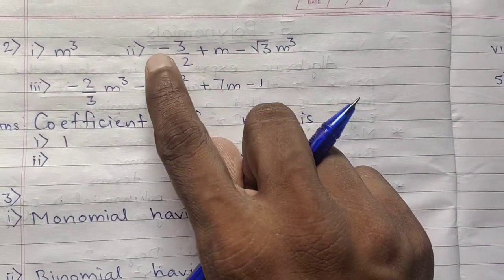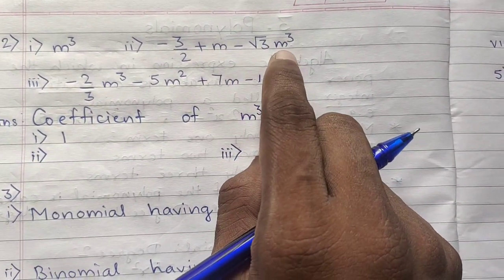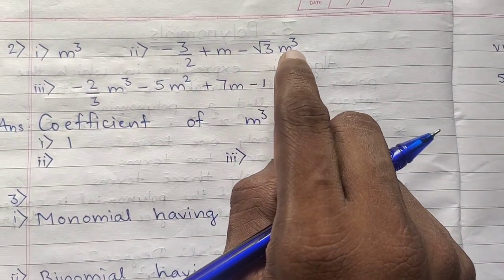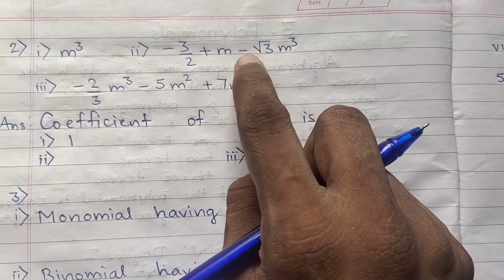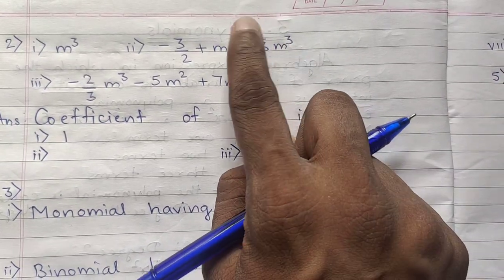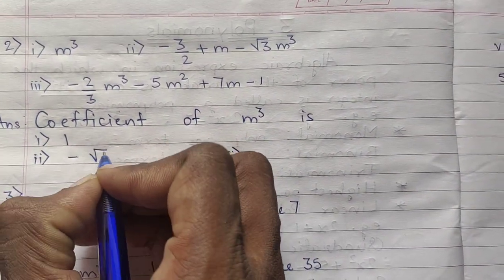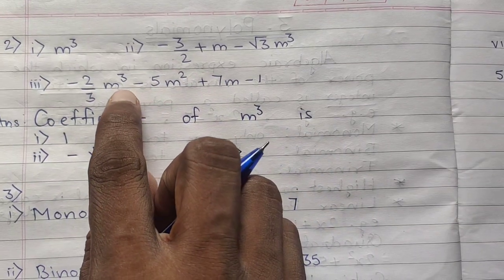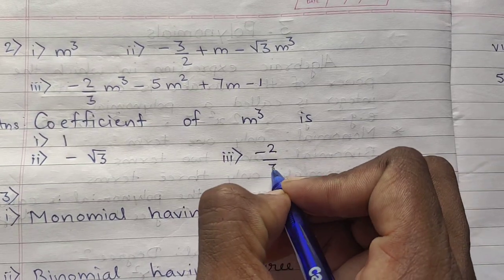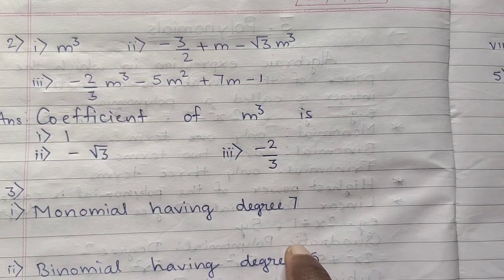Now in the second example, your polynomial is minus 3 upon 2 plus m minus root 3 m cube. Now see, this is m cube and the coefficient is what? Minus root 3. Okay, because m cube is multiplied by minus root 3. That means minus root 3 is your coefficient of m cube. So in the second example, your answer is minus root 3. And in the third example, what is the coefficient of m cube? Minus 2 upon 3. Okay, this is very simple. You have to see the number which is just before the variable. That is known as the coefficient.